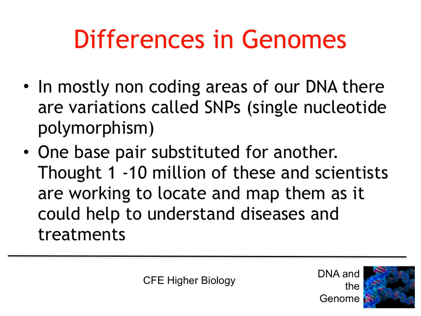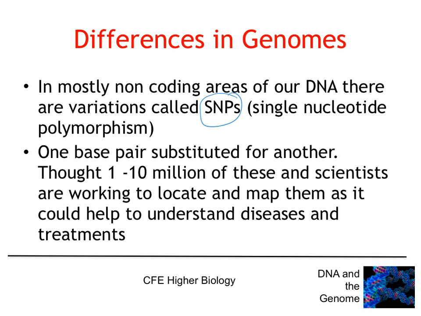But there are differences, obviously, in genomes, and in most non-coding areas of our DNA, there are variations called SNPs. Now, that's not a campaign for independent Scotland. That stands for single nucleotide polymorphism. And that is where you've got one base pair being substituted for another. It's thought that there's 1 to 10 million of these, and scientists are working to locate and map them as they could help us to understand diseases and treatments for diseases.